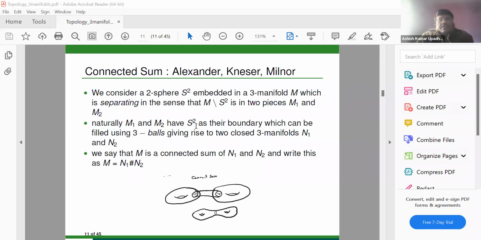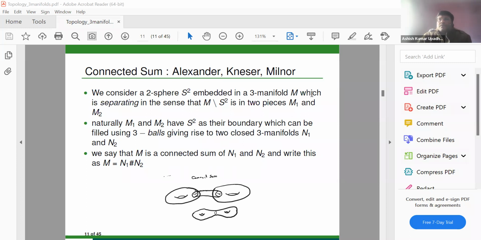Now we come to understand another concept which is known as connected sum. We consider a two sphere embedded in a three manifold. Now, what we do is we consider this as an analogous situation to when we have a simple closed curve lying in R2.